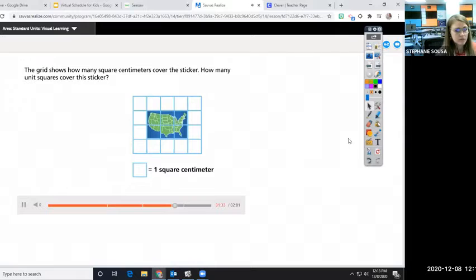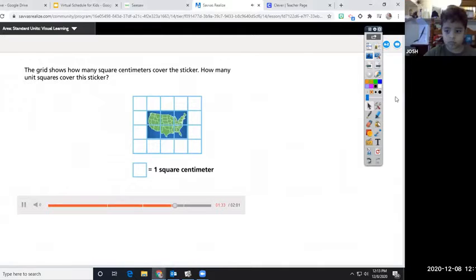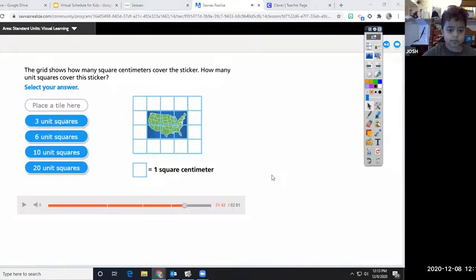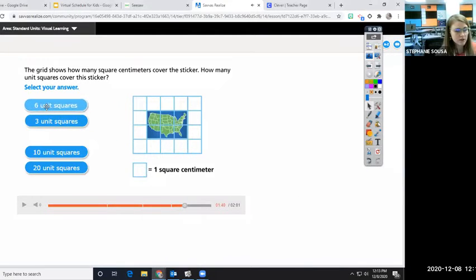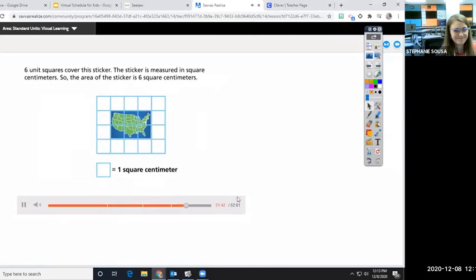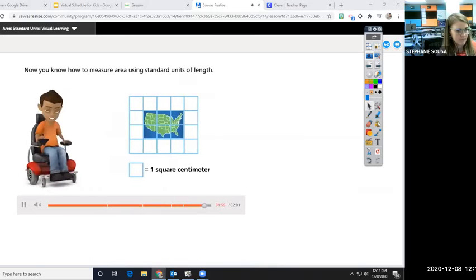The grid shows how many square centimeters cover the sticker. How many unit squares cover this sticker? Select your answer. Oh, Josh just gave us the answer. 6 unit squares cover this sticker. The sticker is measured in square centimeters. So the area of the sticker is 6 square centimeters. Now you know how to measure area using standard units of length.